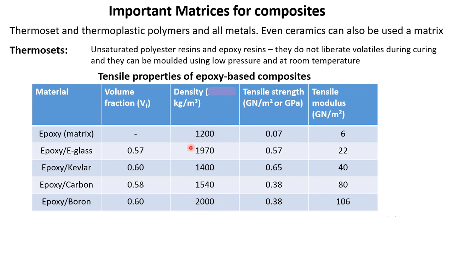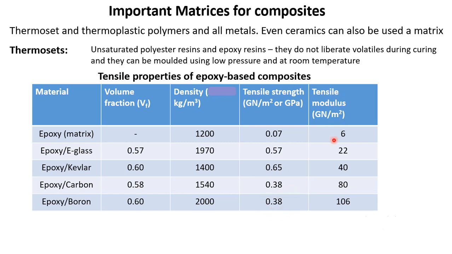So epoxy is a light material, and when we add glass fiber, the density increases. So density of boron fiber composite is the highest, followed by epoxy, which is very close to boron in terms of density, and then comes carbon and Kevlar. When we look at the tensile strength, of course the tensile strength of epoxy is very low, 0.07 gigapascal. After adding these fibers, we see that the tensile strength has improved. In the case of glass fiber, the tensile strength is 0.57. So this tensile strength is actually the fracture strength. For Kevlar 0.65, for carbon 0.38, and for boron 0.38.